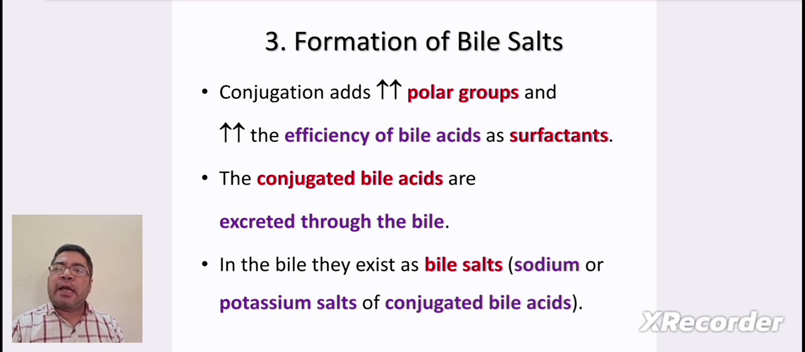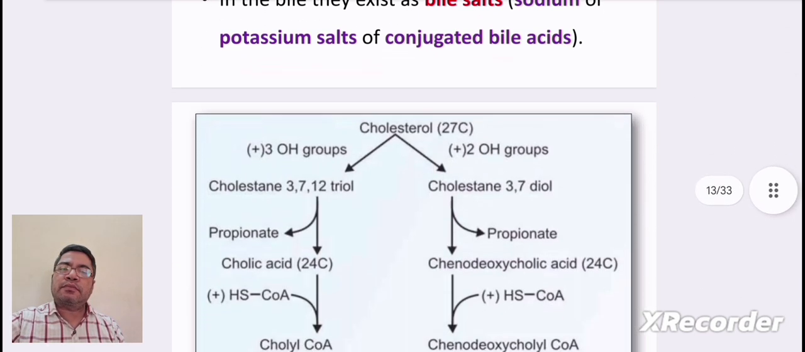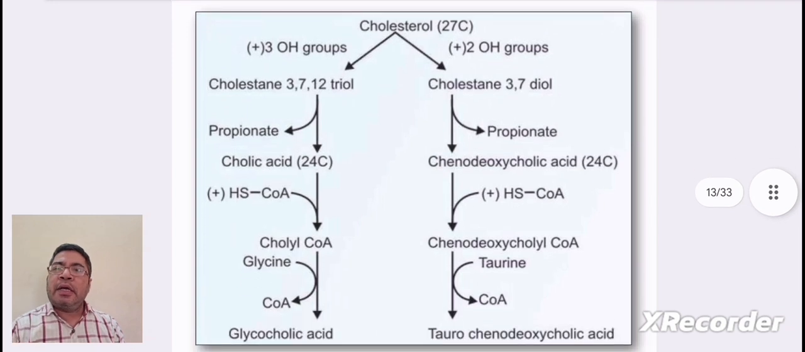The conjugated bile acids are excreted through the bile. In the bile, they exist as bile salts, that is sodium or potassium salts of conjugated bile acids. In the diagram you can see glycocholic and taurochenodeoxycholic acid is formed. Cholesterol has got two paths.